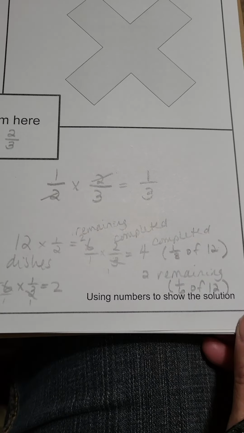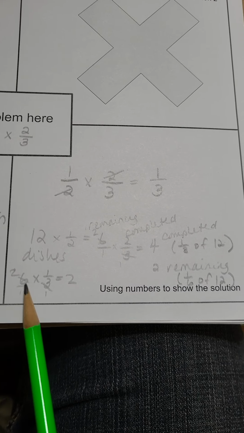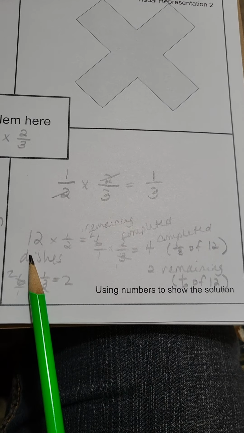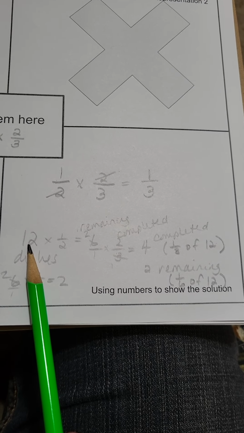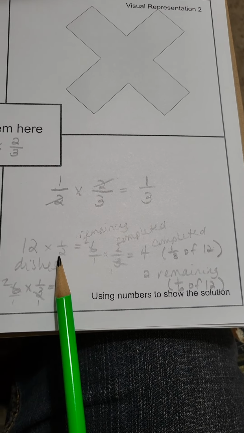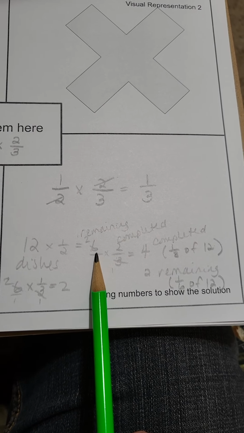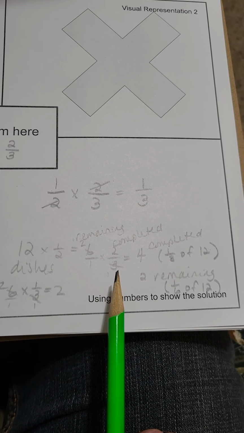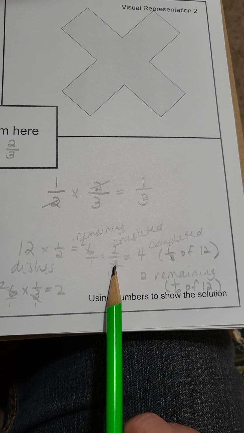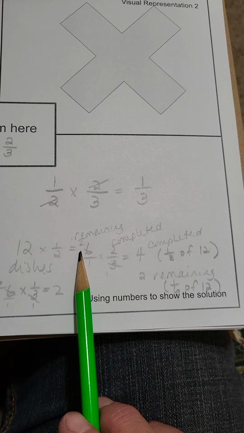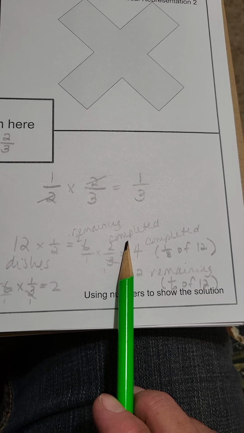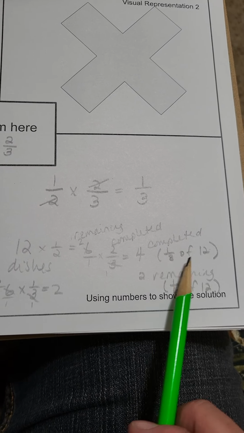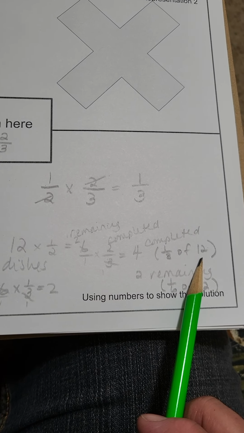So the thing that was kind of confusing about that was I put in some numbers just to kind of play around with. So I thought, let's say there were 12 dishes. Half of that would be 6. Let's say that there were 6 dishes remaining. And then if you wanted to take 2/3 of the 6 remaining and say that those were completed, that would give you 4, which is 1/3 of 12. So that made sense to me.